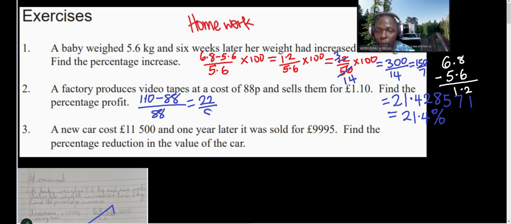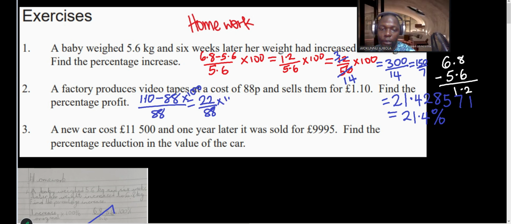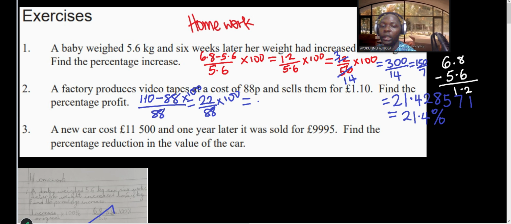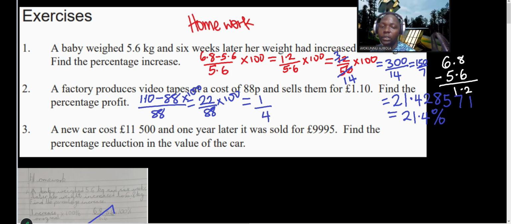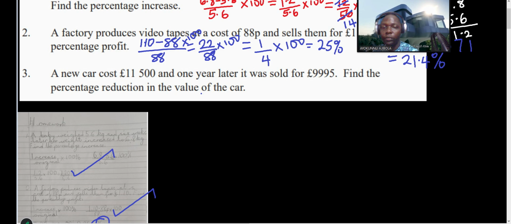A new car costs £11,500. And 1 year later, it was sold for 9,995. Find the percentage reduction. It has reduced. So 11,500 minus 9,995. This is 5. This is 1. This is 0, right?